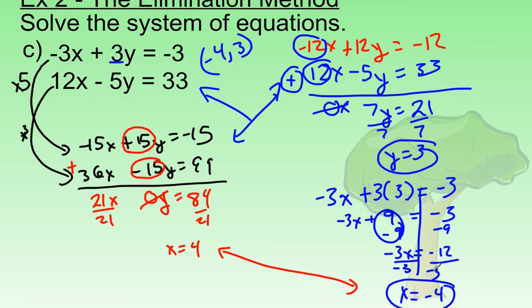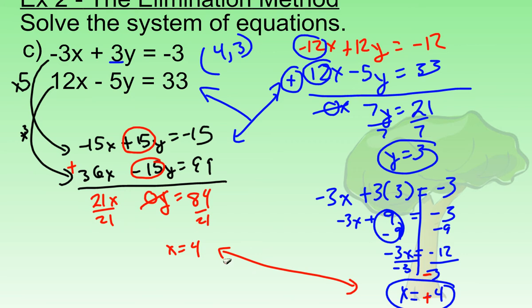And actually, I do see it. My 3 and my negative kind of blended together. This should be a negative 3, and negative 12 divided by negative 3 is a positive 4. So, see, it's a good thing I checked my work. So it's actually positive 4, 3, not negative 4, 3.